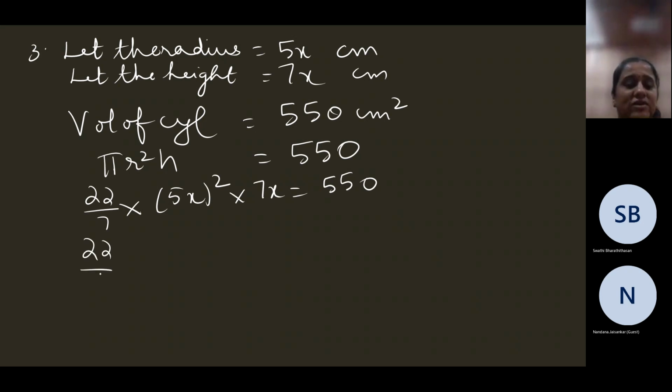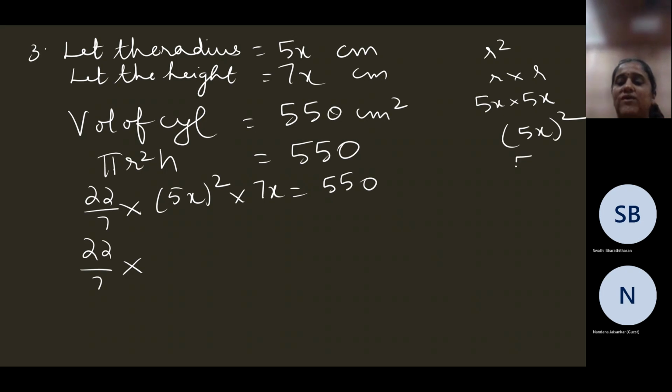So 22/7 into 5x, because r square, r is 5x. R square means 5x into 5x, or 5x the whole square. See, what is r square? R square means r into r. What is r? 5x. So 5x into 5x it is. It's not 5x square. This is wrong. R square means r into r, 5x into 5x. 25x square you will get now, into 7x is equal to 550.